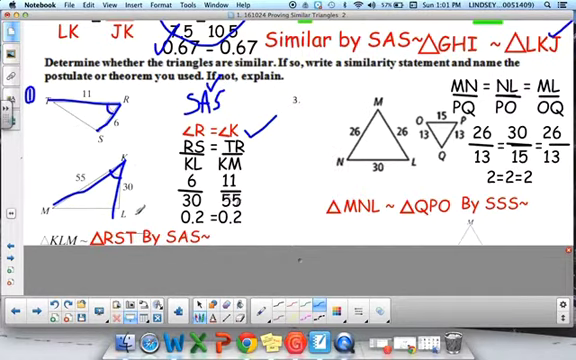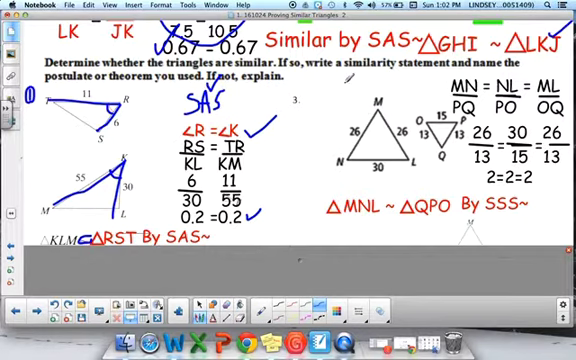Is RS proportional to KL, and TR proportional to MK? Well, when I plug in my numbers, 6 over 30 or 11 over 55, yeah, I get the same thing. Therefore, I can make a statement saying this triangle is similar to this triangle by side angle side.